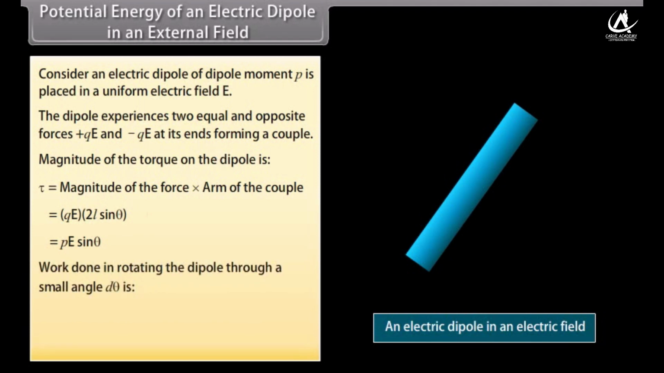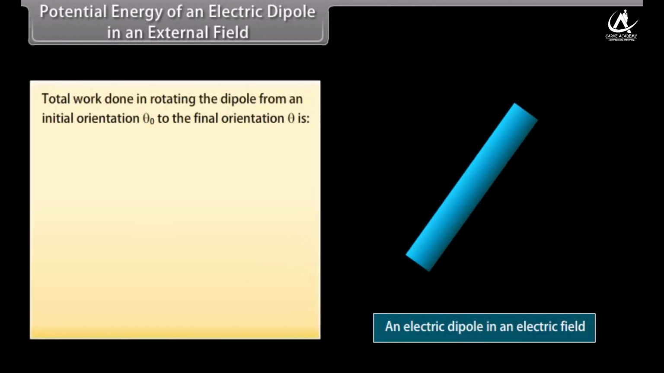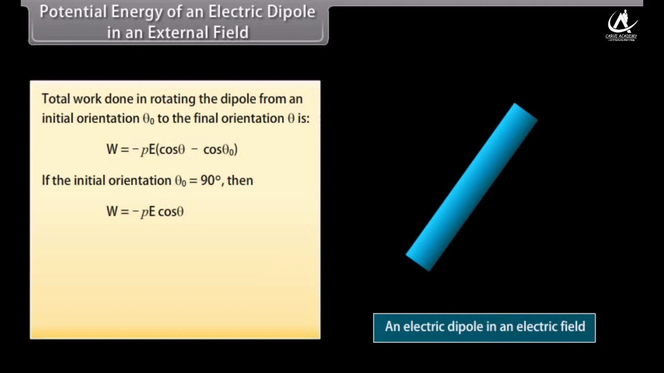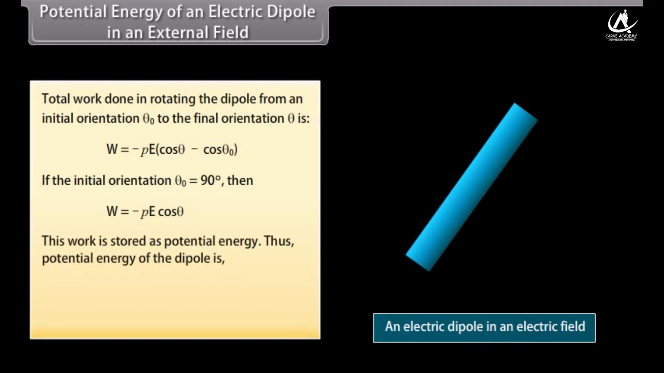Work done in rotating the dipole through a small angle d theta is equal to tau d theta, which is equal to PE sin theta d theta. Total work done in rotating the dipole from an initial orientation theta naught to the final orientation theta is W equals minus PE, cos theta minus cos theta naught. If the initial orientation theta naught is equal to 90 degrees, then W is equal to minus PE cos theta. This work is stored as potential energy. Thus, the potential energy of the dipole is U equals minus PE cos theta, which can be written as minus P dot E.